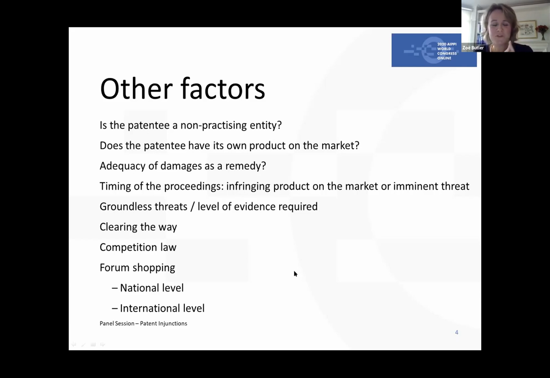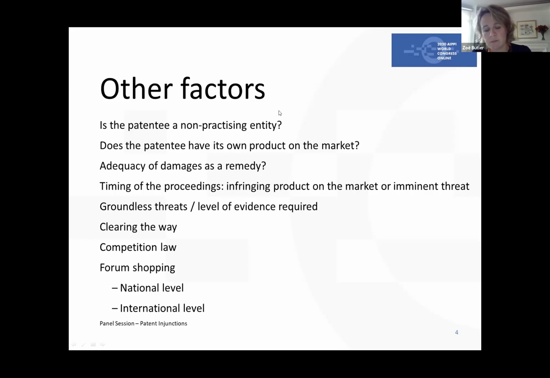Picking up on two other things on the slide. First, looking at it in the context of the life sciences, the pharma field, one of the bullet points there is clearing the way. Typically in the UK, on adequacy of damages as a remedy, there's been evidence for the court to take the view that a pharmaceutical patentee would suffer irreparable harm because of a dramatic downward price spiral, potentially with multiple generics coming on the market and the patentee being unable to recover its price if it's successful at trial. And that has been enough to establish irrecoverable loss.